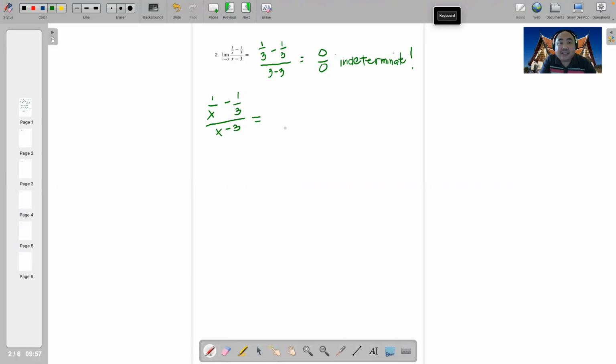Let's simplify the fraction because as it is, it looks complicated. Now to simplify this, we know that the numerator can be put in compact form as 3 minus x over 3x. That's for the numerator. And then the denominator remains to be x minus 3.